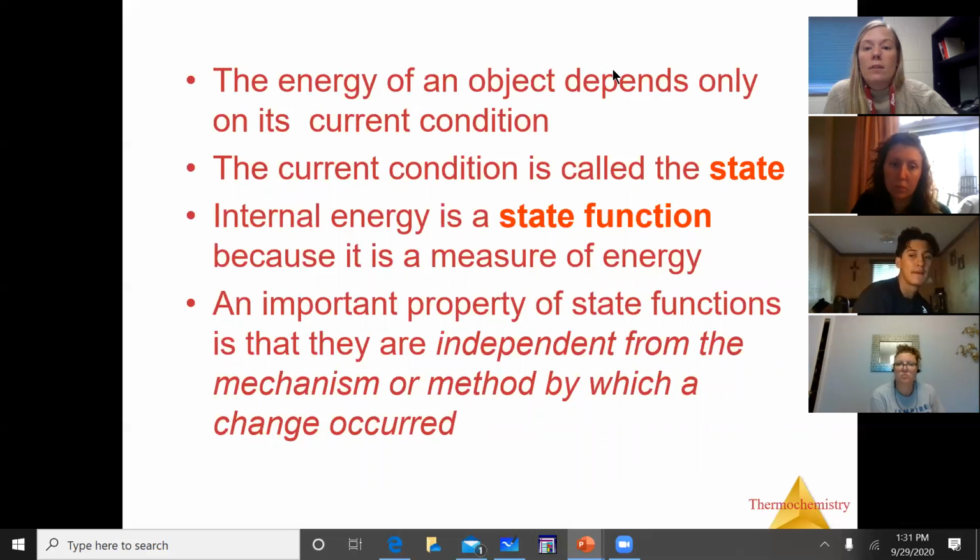So again, the energy of an object depends only on its current condition. The current condition is called the state. Internal energy we classify as a state function because it's a measure of energy. An important property of state functions is that they are independent from the mechanism or method which allowed the change to occur. So with a state function, we're only looking at the current state as opposed to how it got to that place.